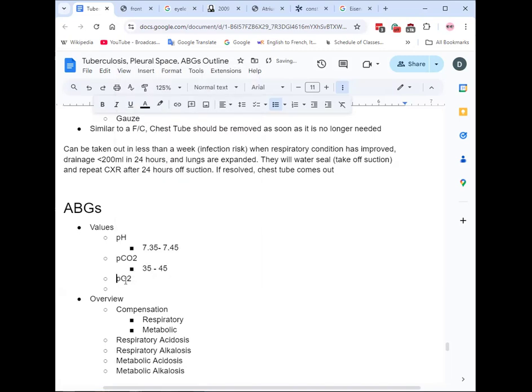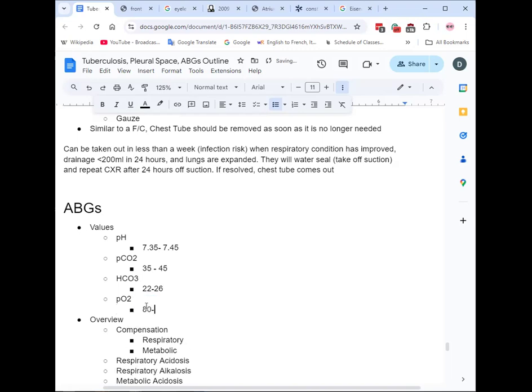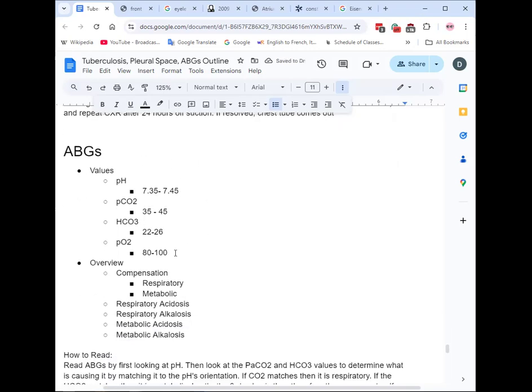You don't worry as much about the O2, but just for reference sake, PO2 is 80 to, actually, is it 60 or 80? I think it's 80 to 100. And then this one's 22 to 26. And 60, I'm thinking of intubation stuff now. But yeah, those are the values. So that's kind of what you go with.